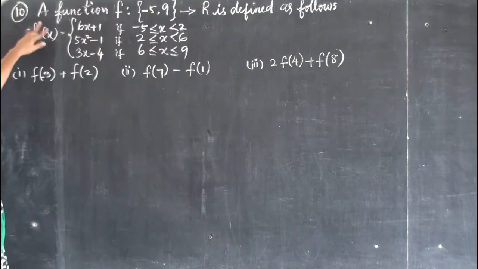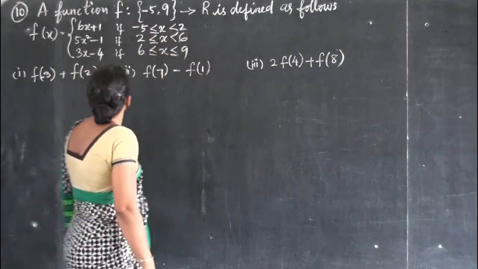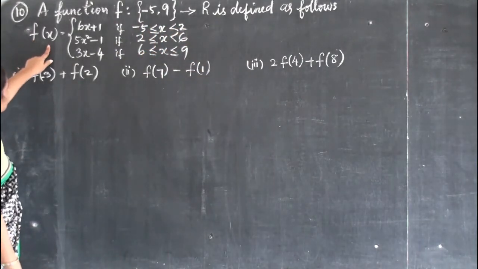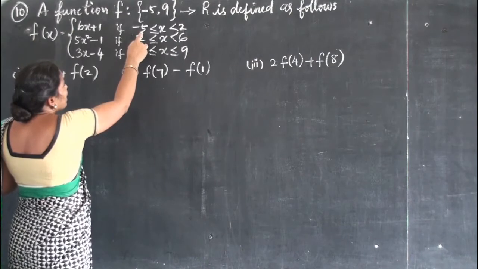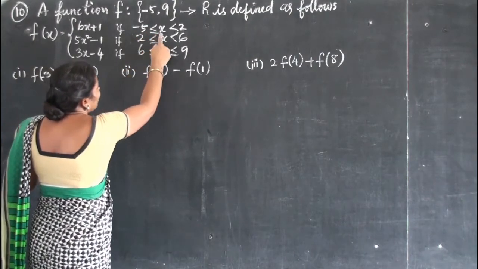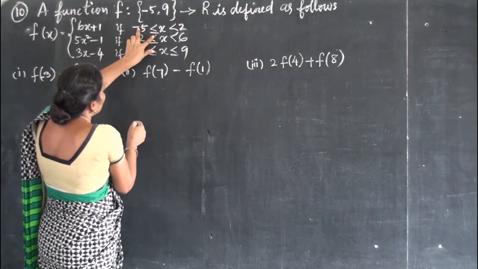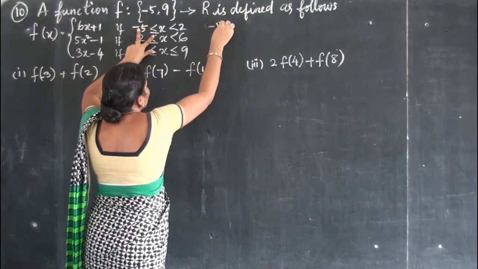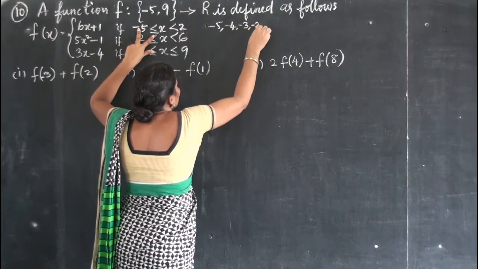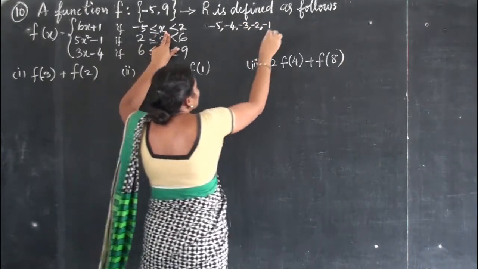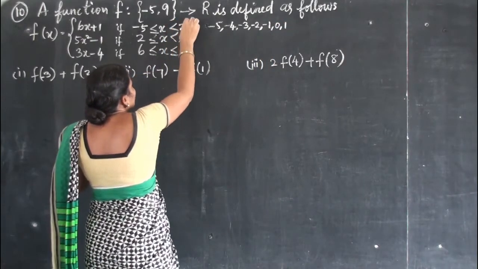Okay, question number 10. A function f, with domain minus 5 comma 9 and range R, is defined as follows. f of x is equal to, here we have some equations and the conditions. First one, minus 5 is less than or equal to x and x less than 2. If it is underlined here, this less than or equal to, you have to take this number, that is minus 5, and after minus 5 it is minus 4, minus 3, minus 2, minus 1 and then 0, 1. Here 2 is less than, so you should not take 2.